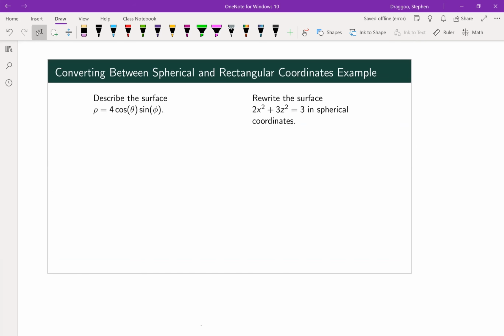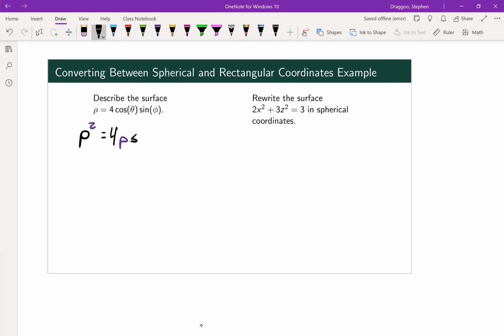And one more example, converting this time between spherical and rectangular coordinates, describing the surface rho equals 4 cosine theta sine phi. So I'm going to start by multiplying both sides of that equation by rho, since anytime we've got a rho by itself, it's usually easiest to multiply the entire thing by rho. So doing so gives us rho squared equals 4 rho cosine theta sine phi.